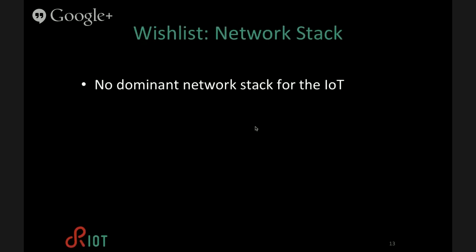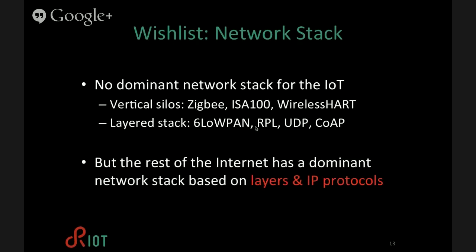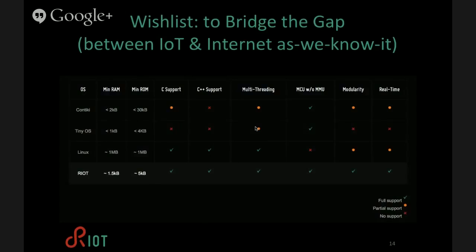In terms of network stack, again, there's no dominant network stack for the IoT. We've seen this also in previous talks. There are a couple of approaches out there: vertical silos such as ZigBee or IEC 100, and a more layered stack approach based on IP with 6LoWPAN, UDP, and CoAP, as was mentioned also in a previous talk. And there again, if we look at the internet, the rest of the internet has a dominant network stack that is based on layered protocols and IP. So our goal is to actually bridge the gap between the IoT devices and the internet as we know it, and we see that Linux is not going to make it.